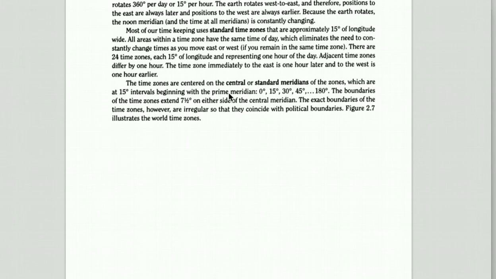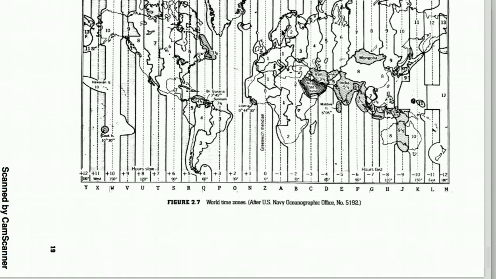The time zones are centered on the central or standard meridians of the zones, which are 15-degree intervals beginning with the prime meridian: 0, 15, 30, 45, and so on, all the way to 180. The boundaries of the time zones extend 7.5 degrees on either side of the central meridian, and the exact boundaries of the time zones are irregular so that they coincide with political boundaries. So what all this just said was, let me turn this. We've got time zone here.